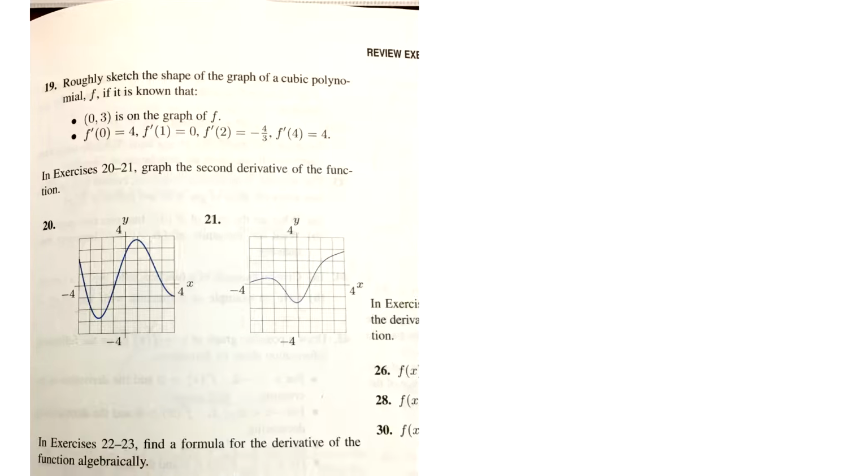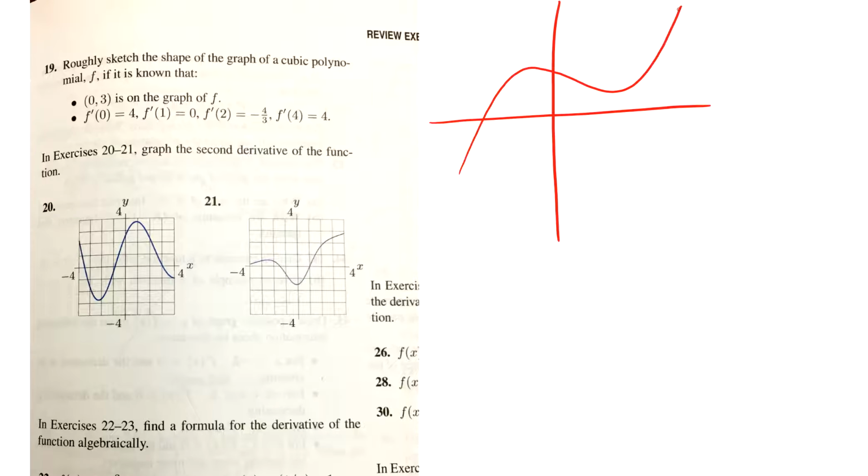Okay, 19, 23, and 25. 19. Roughly sketch the shape of a cubic polynomial. Well, I know first of all a cubic polynomial is going to do something like that, right? It's going to have two terms in it for a third degree. So let's see what we know here.